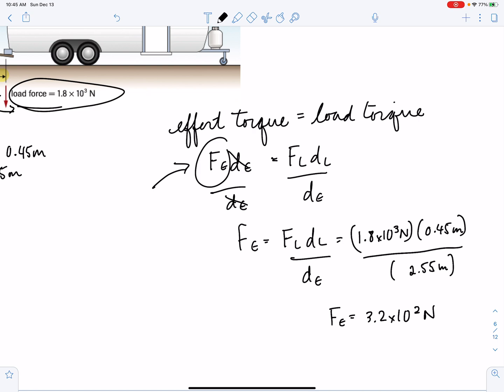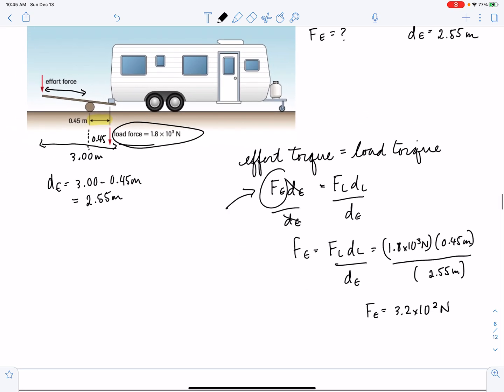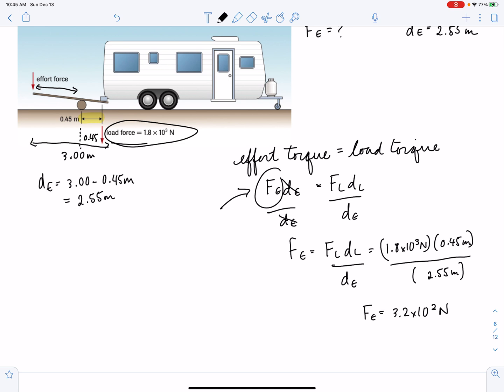We have a trailer who, in order to lift it, would require a load force of 1.8 times 10 to the power of 3 newtons, 1,803 newtons. But since we are using a lever to do the work, we're using this simple machine to do so, the effort that we have to put in is only a fraction of that. It's 3.2 times 10 to the power of 2 newtons. And the larger this lever is, the smaller this force will be. If you use a large lever, you will get less work required.